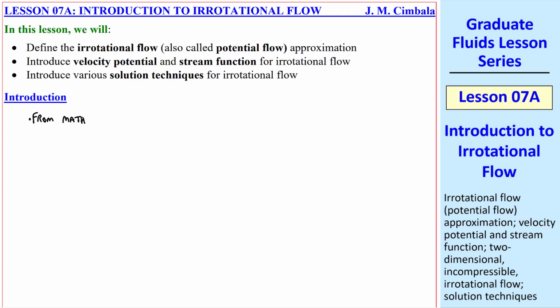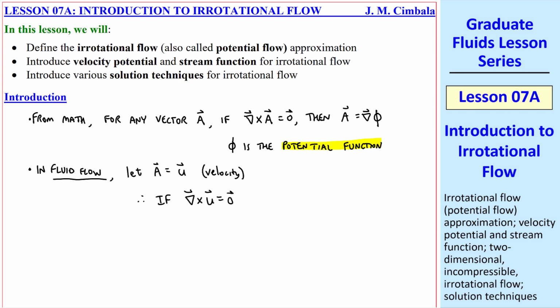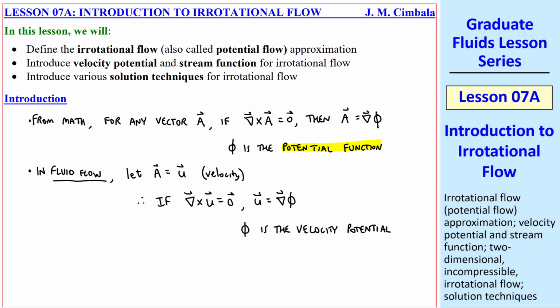By introduction, from mathematics, you may recall, for any vector A, if del cross A, in other words the curl of A, is 0, then A can be written as the gradient of some scalar function, which I'll call phi here. Phi is called the potential function, and as I said, it's a scalar. In fluid flow, let A equal the velocity vector. Thus, if del cross U is 0, U can be written as the gradient of phi, where phi is the velocity potential function, or most people simply say the velocity potential.